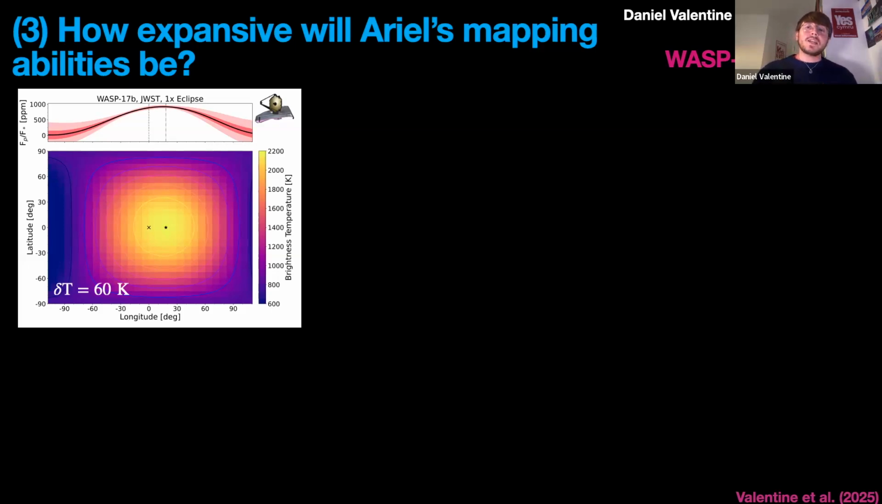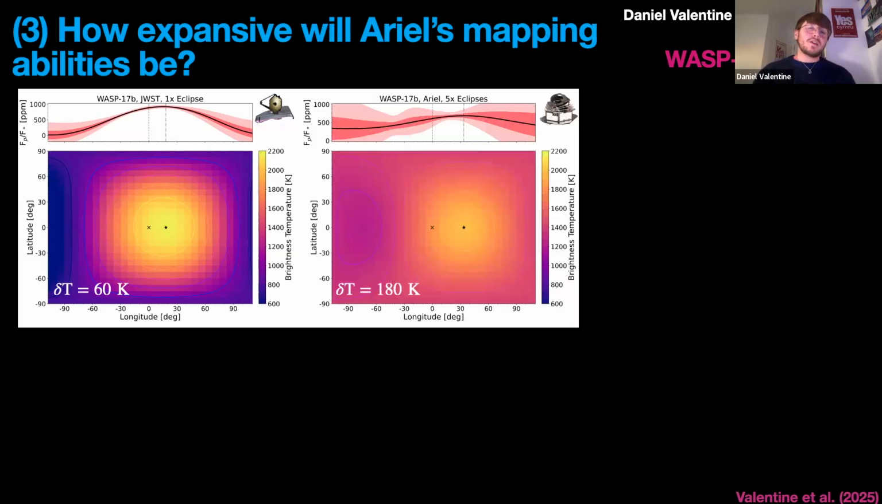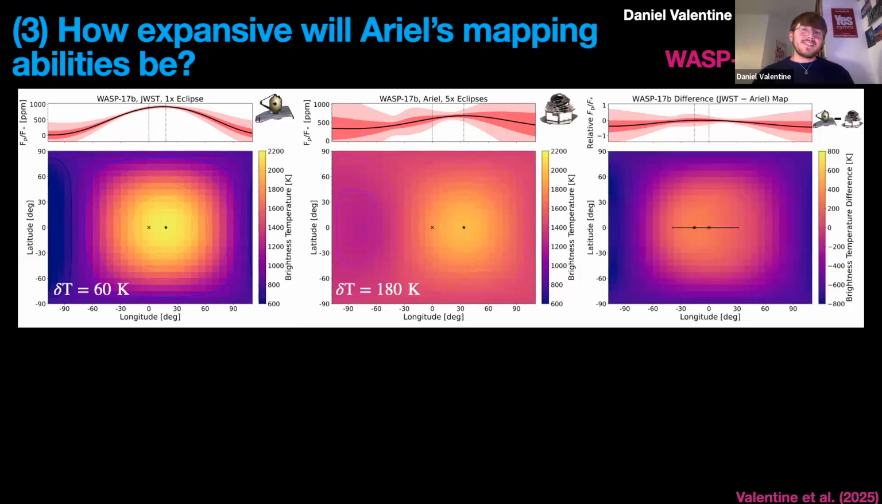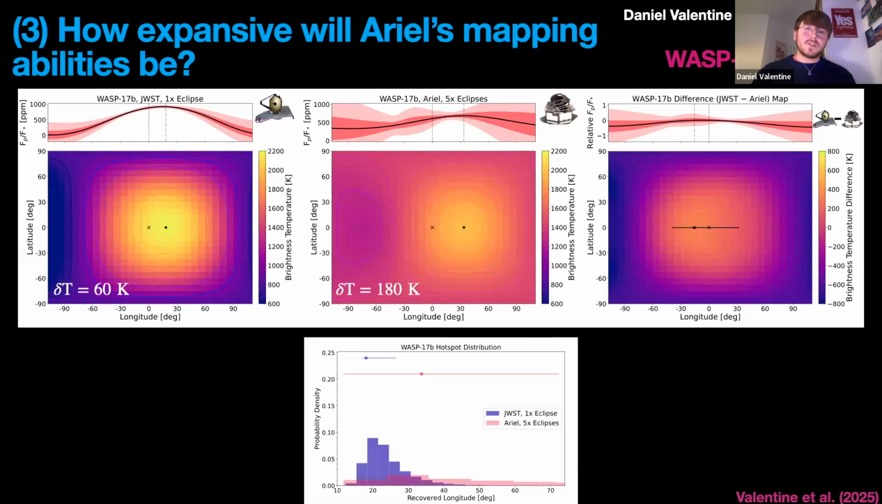So unsurprisingly, we need yet more data again to recover the map in this case, but the amount is still not excessive, with Ariel still able to recover the input mapping model using only 5 times as many observations as JWST. But whereas for our previous test case, we recovered the input map at the same quality as JWST, the map in this case is recovered with both poor accuracy and precision, as evidenced by the large degree of residual structure in the difference map and the much larger uncertainties on our key mapping parameters.